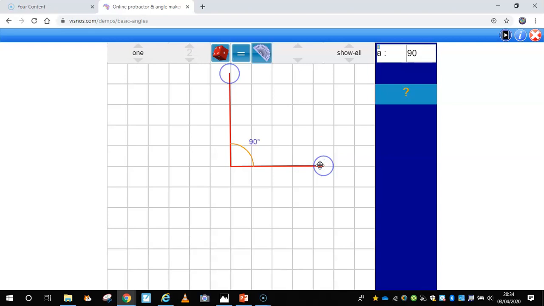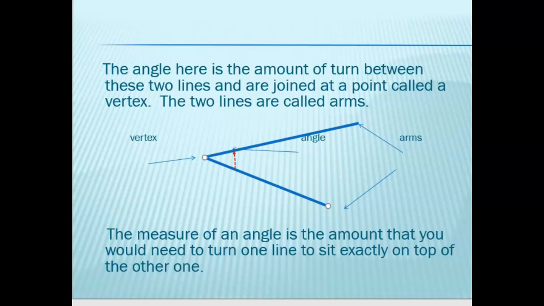Right. Let's look at this in a different way on a different diagram. In the diagram, the 2 blue lines are joined at a point here that we call the vertex, and the 2 lines themselves are called the arms. The measure of the angle is the amount that I would need to turn one of the lines to sit exactly on top of the other one.